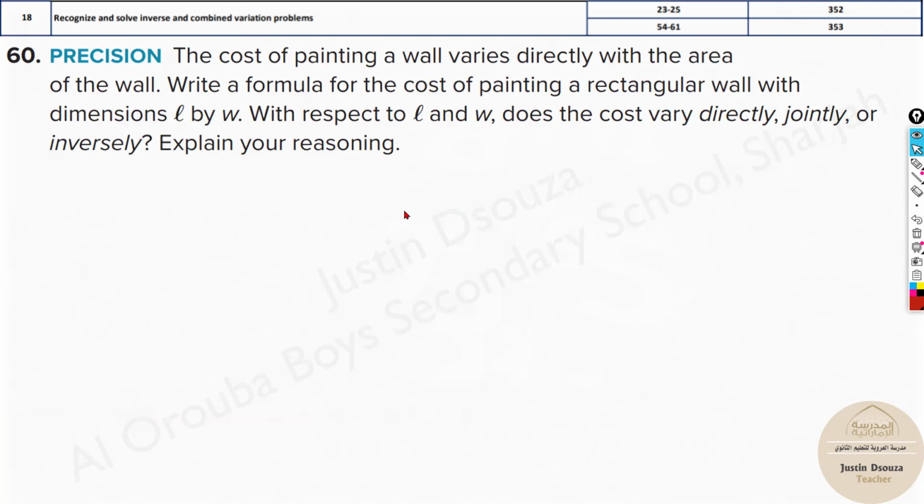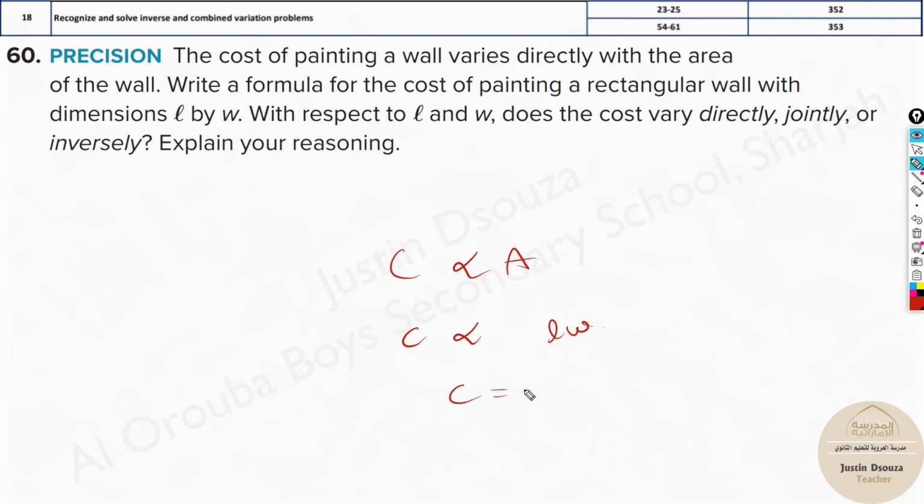And the cost of painting a wall varies directly with area of the wall. Write a formula for the cost of painting a rectangular wall with dimensions length by width. With respect to length and width, the cost varies directly, jointly, or inversely. Now here they have clearly told in the first sentence, cost varies directly with area. That makes sense. The cost is more as the area of the painting is more. Now here they have also told cost is what? Area is what? Sorry, length into width.